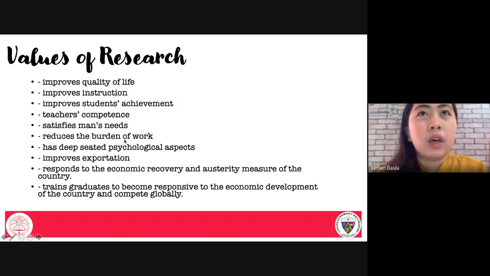Some companies, our manufacturing companies or different companies like the industrial ones, have researches that will help decrease the burden of work that their employees have to exert. Some research also has value or importance in our psychological aspects. There are also values in exportation and in our economy. So basically, the values of research are holistic.